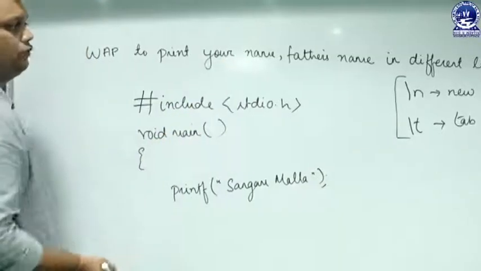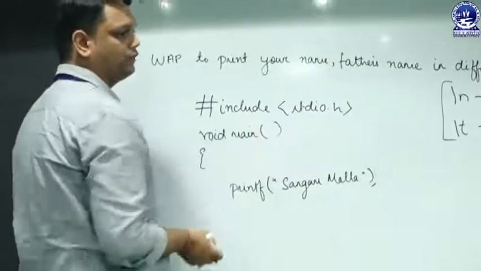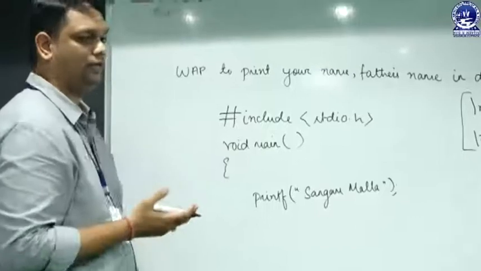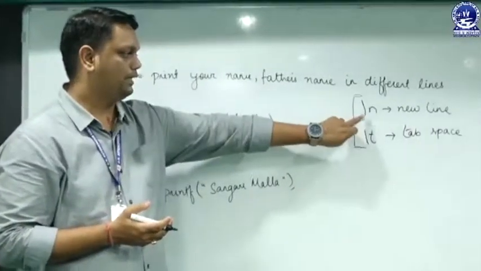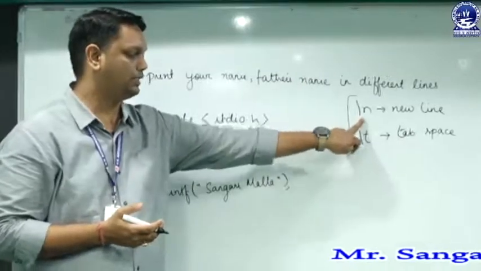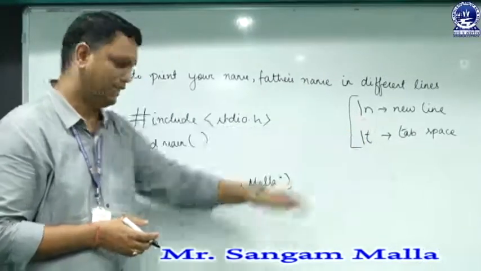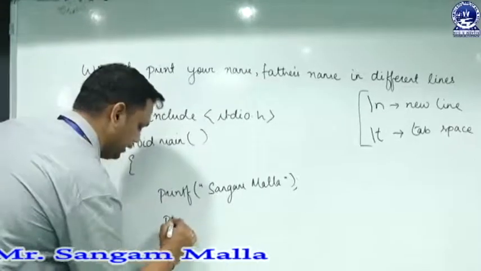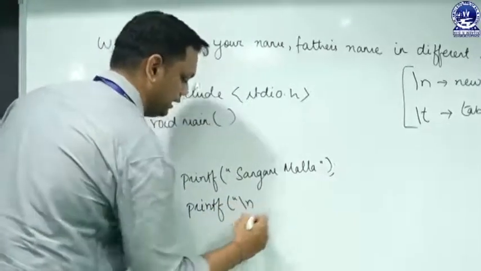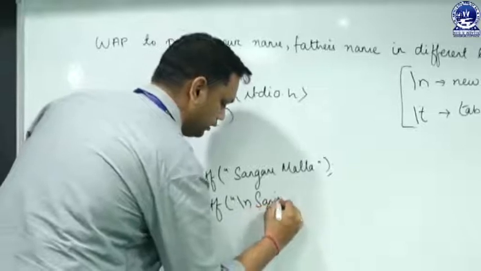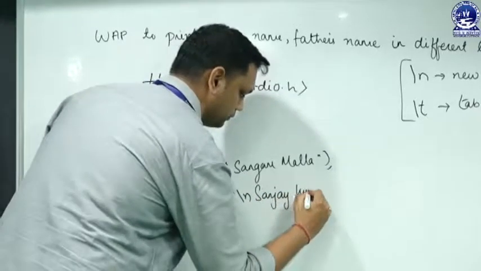Next I have to print my father's name, but in a different line. So to move to a different line we must use the escape sequence. To print it in a new line I have to use the escape sequence, that is \n. So while printing my father's name I must use \n before printing the message.